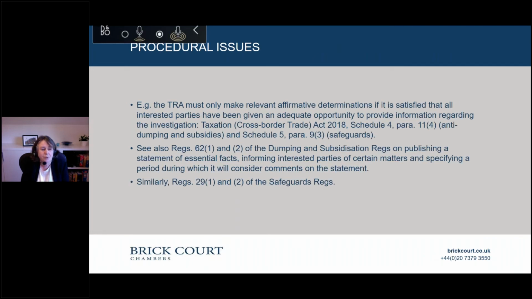This slide deals with procedural issues, and again, that's another ground for a successful judicial review. I've picked out here a certain number of provisions, but there are others about procedures that the TRA has to follow. One can see that all of these deal with giving people an opportunity to comment, to provide information, in effect, to be consulted on a statement of essential facts or in the safeguards and in the intended final statement. So there are opportunities to comment, and clearly if procedural matters go awry, then again, that gives a basis for a successful challenge. If I could then take the next slide, please.